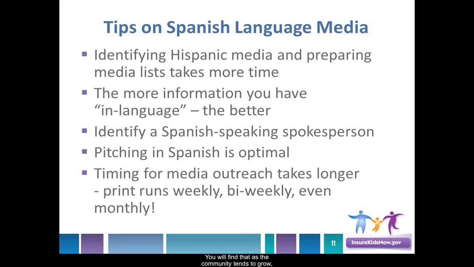You'll find that as the community tends to grow, the weekly newspaper will become a daily. A lot of times you'll then start to see a radio station, an AM, coming, and then you'll start to see a Telemundo or a Univision affiliate come into town.